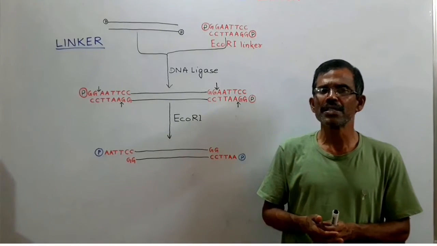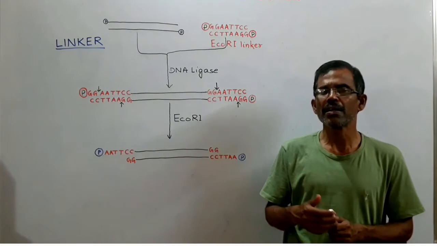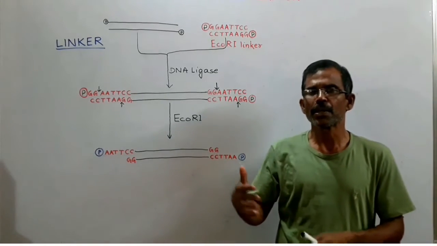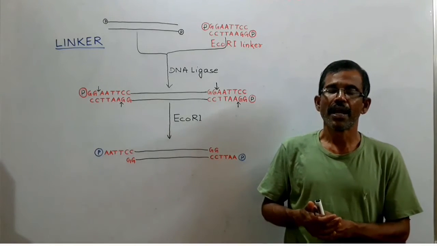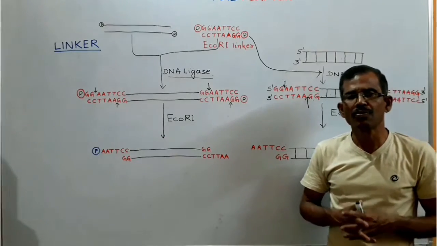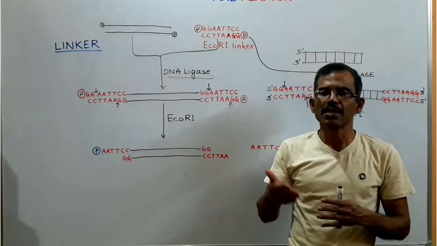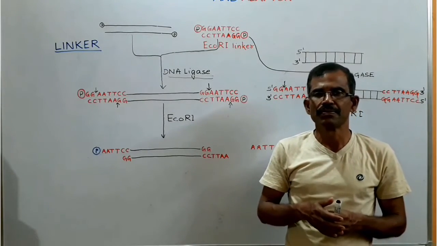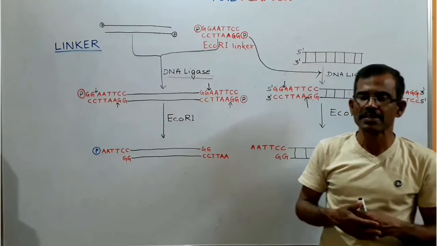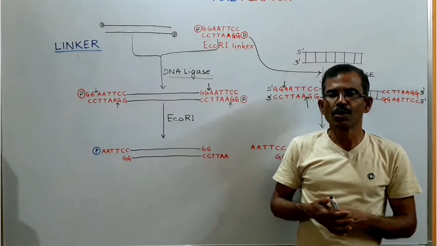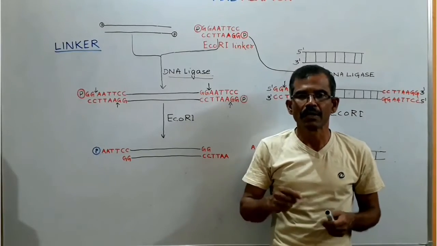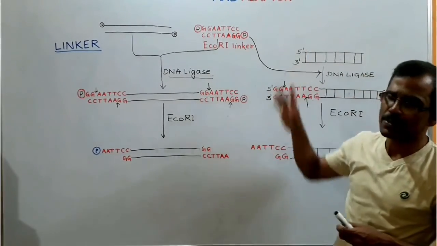Restriction endonuclease make two types of cuts. One is straight cut and the other is staggered cut. The straight cut produces blunt ends and the staggered cut produces sticky or cohesive ends. The ligation of DNA fragments having sticky or cohesive end is efficient. It is easy, but the ligation of DNA fragments having blunt ends is not efficient. So, the ligation of blunt-ended DNA fragments can be done by using linker and adapter.